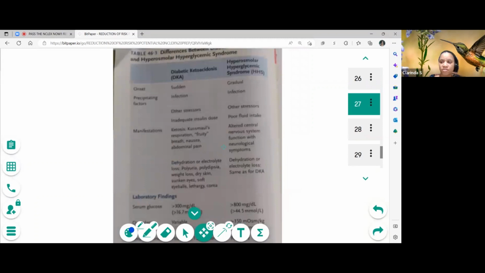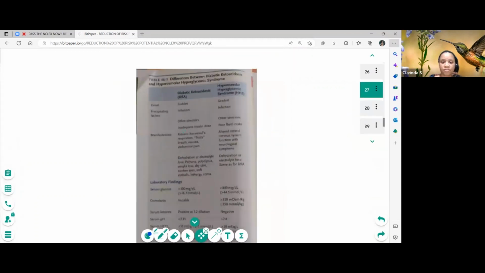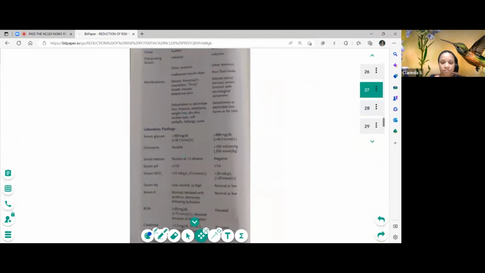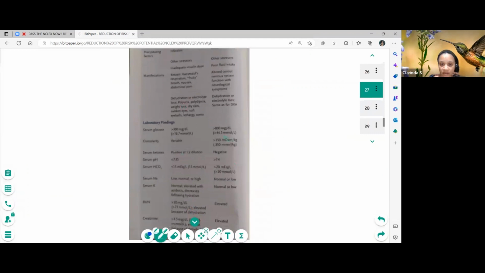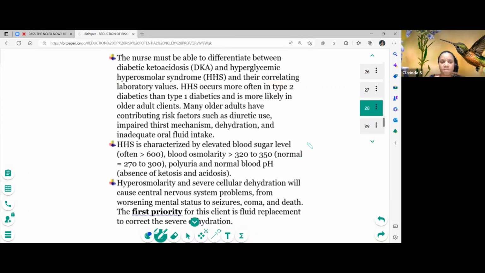And then this was a good chart in Saunders comparing the two. And here was the osmolarity for our HHS, greater than 350. Can vary for DKA, but it's usually going to be pretty high for HHS. They're mostly dehydrated more than anything. All right, so be able to differentiate between the two.